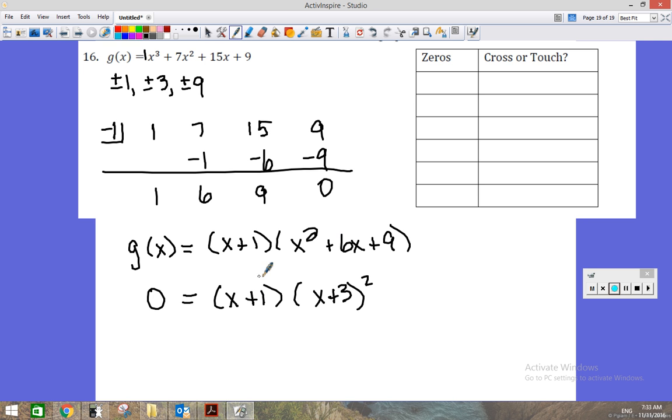So we have two zeros. We've got one at -1 that has a multiplicity of 1. We've got one at -3 that has a multiplicity of 2. So we have a 0 at -1. We have a 0 at -3. Since the multiplicity is odd, the graph crosses the x-axis, and at x equals -3, it does a touch and turn because that's an even. The multiplicity is 2, and that's an even number.